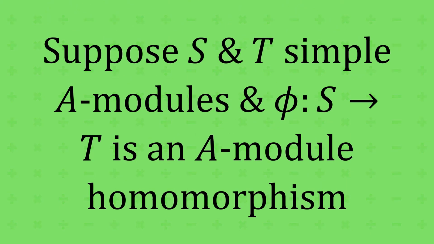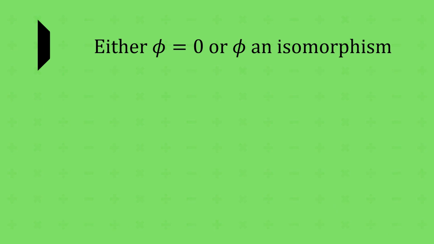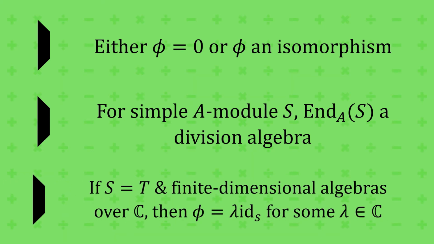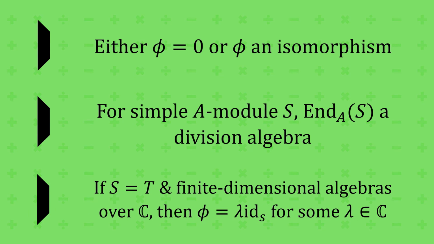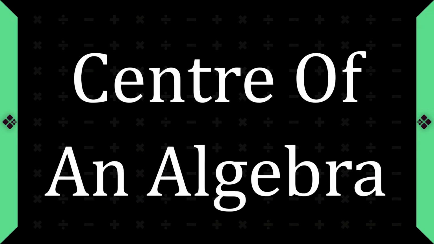Now, let's move on to giving Schur's lemma. Suppose S and T are simple A modules, and phi from S to T is an A module homomorphism. Then, first, either phi is equal to the 0 map, or phi is an isomorphism. So, for every simple A module S, the endomorphism algebra is a division algebra. Second, if S equals T, and they are finite dimensional over the complex numbers, then phi equals lambda times the identity function for some lambda in the complex numbers.